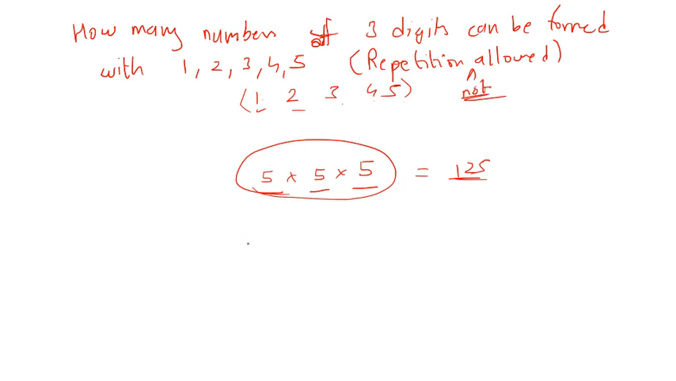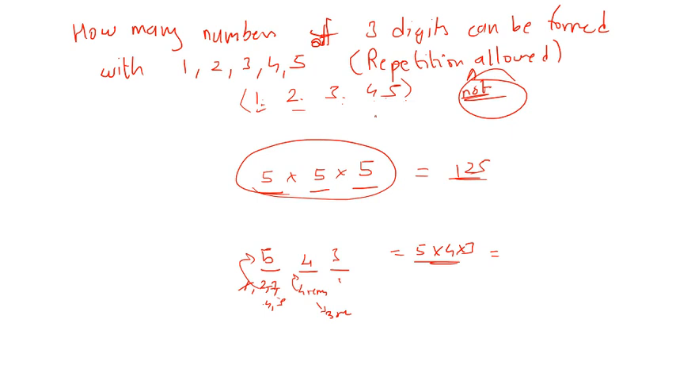Now suppose I say repetition is not allowed, and the same three digit number. Imagine there are 1, 2, 3, 4, 5. Here 1 can come, or 2, or 3, or 4, or 5. So there are 5 possibilities. If I use one number here, how many remain? 4 remaining, and these may come here. If I use one here, how many remain? 3. So the answer is 5 into 4 into 3 if repetition is not allowed. Understood? Okay. Moving on to the next question.